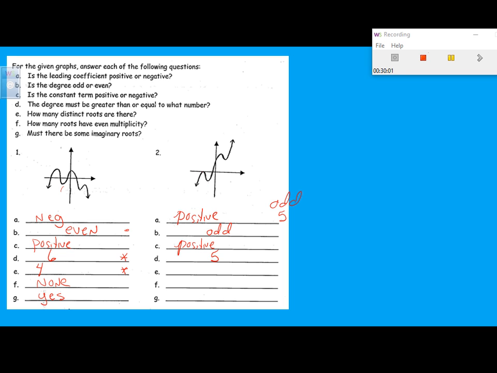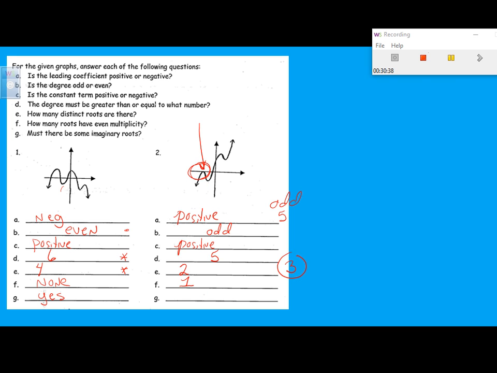Part E, how many distinct roots are there? There's one right there. Even though it's going to count twice for us, there's one distinct root and then another one. So there's two distinct roots. Really, I know where three of them are because two of them are hiding right here. It got duplicated. Now, how many roots have even multiplicity? One of them. That place right there.